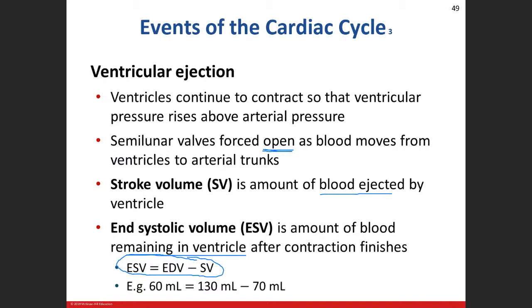I'm not going to use the mouse to type this out. If you want to figure out what stroke volume is, it's end diastolic volume minus end systolic volume. So just subtract your end systolic volume from the end diastolic volume. Down here, this equation shows that if you want to figure out the end systolic volume, just take the EDV and subtract the stroke volume from it. There are different ways that we can figure all that out.